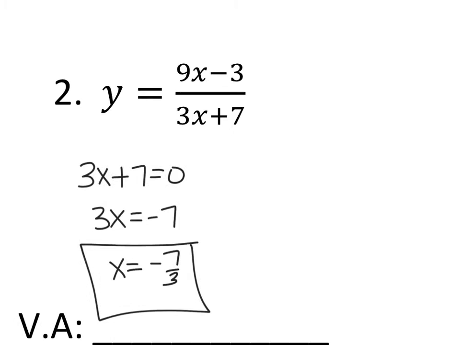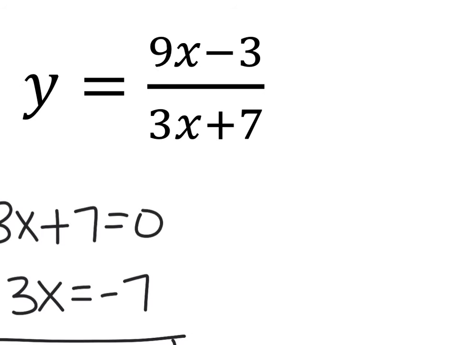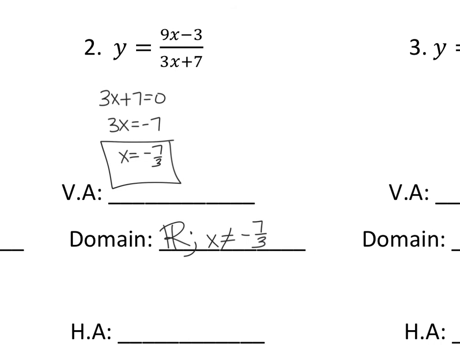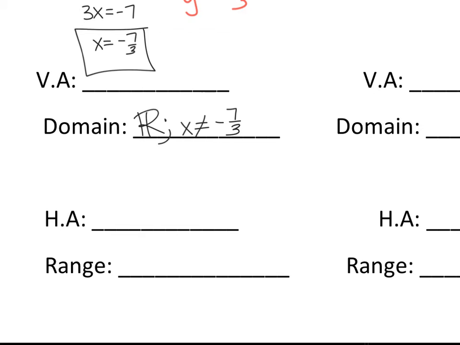And when we have an x on the numerator and denominator, in order to get my horizontal asymptote, I divide my coefficients. So y is equal to 9 divided by 3. So we'll write that down. Y equals 9 over 3. So my horizontal asymptote is y equals 3. So my range is all real numbers except y cannot be equal to 3.